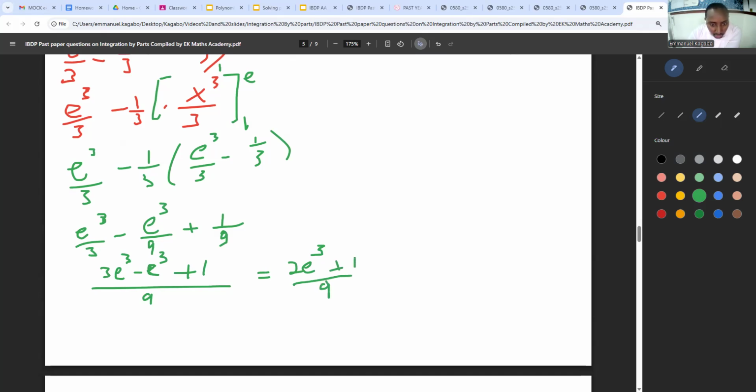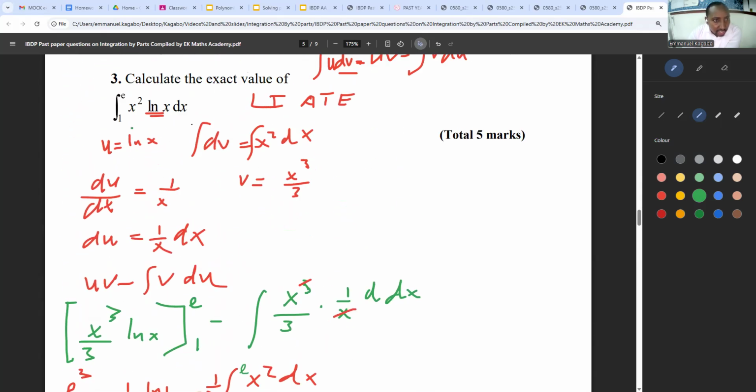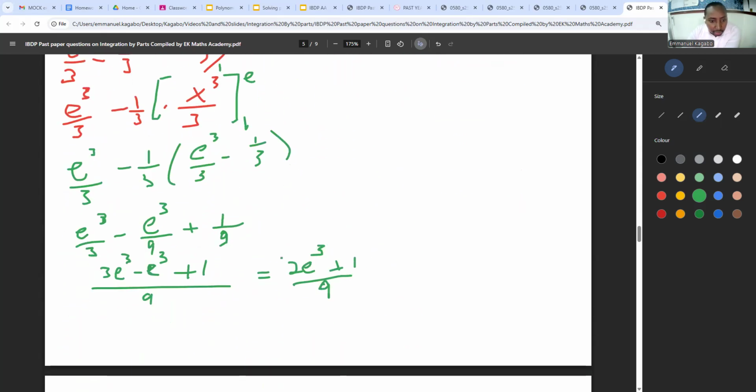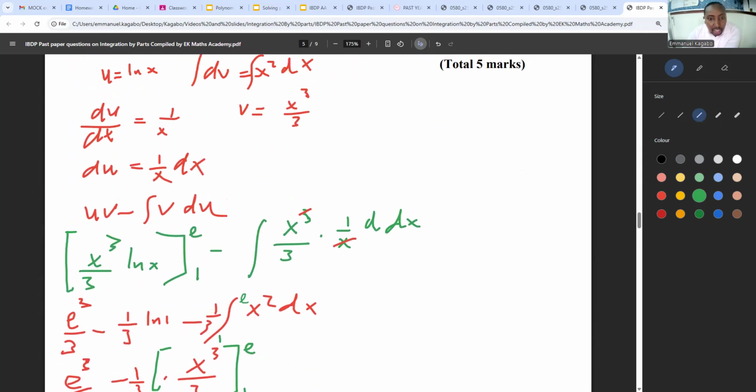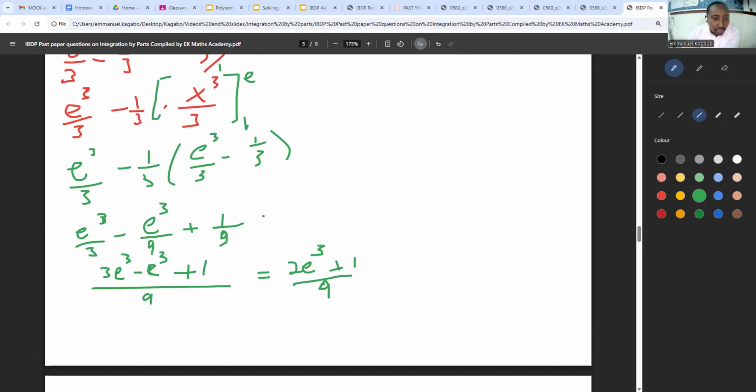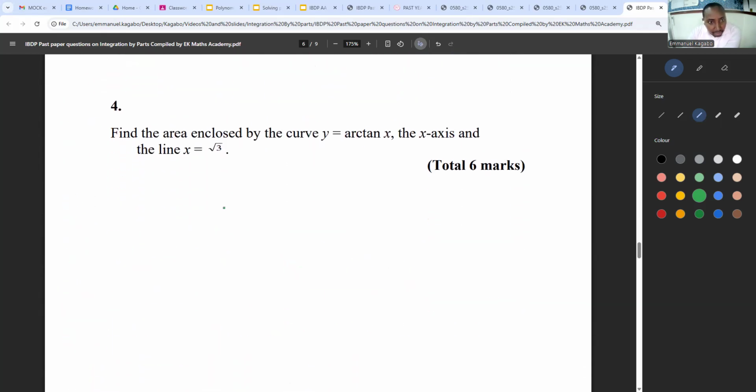Is that okay? Very good question. So integration, they said find the exact value. That means it's a calculator paper. So my answer should be this one. And you don't need to do plus C because this time we have limits. Okay? Very good. Next question.